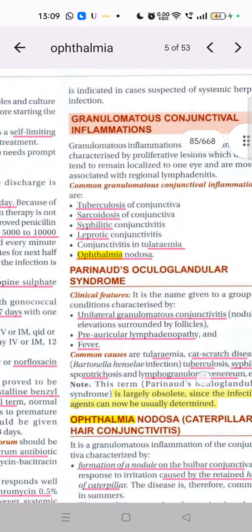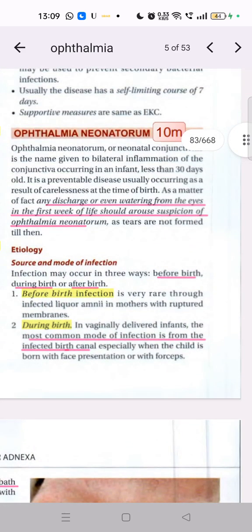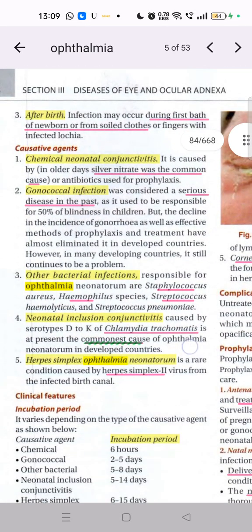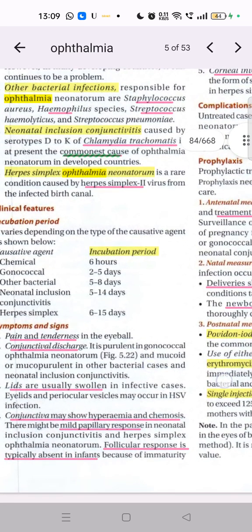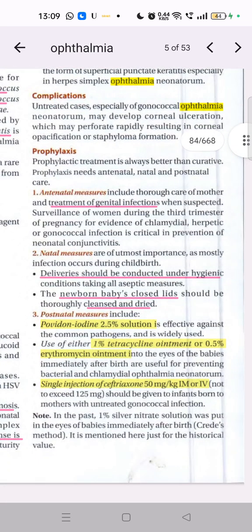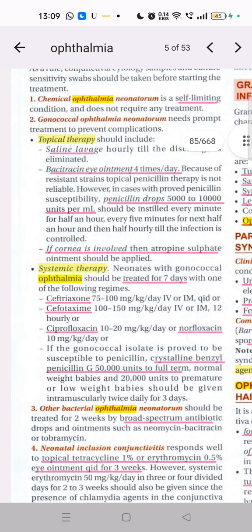So this was all about Ophthalmia Neonatorum. Revising what we saw: first of all, its definition, then when do we suspect it, 3 modes of infection, 5 causative agents, their incubation period, 5 symptoms and signs, prophylaxis with 3 parts: antenatal, natal and postnatal. After that, treatment, with 5 treatments for all the 5 causative agents.